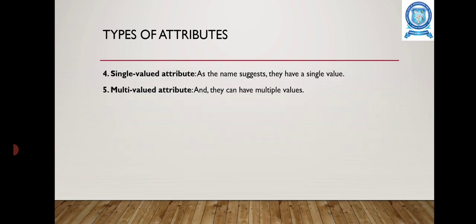Next one is the single valued attribute. From the name we can clearly understand that it has a single value. Next one is the multi-valued attribute. A multi-valued attribute means it has multiple values. These are some of the types of attributes used in the ER model.